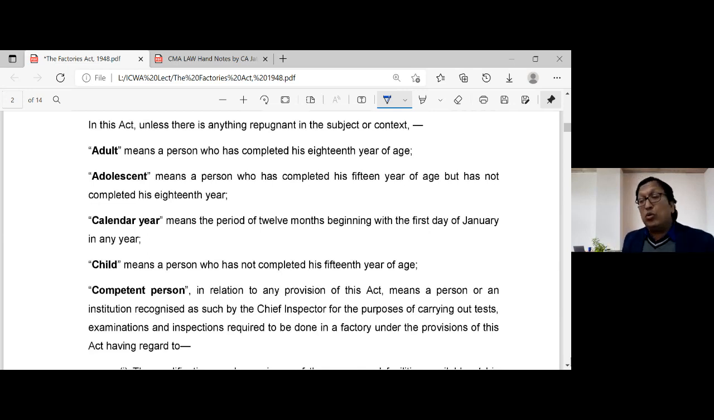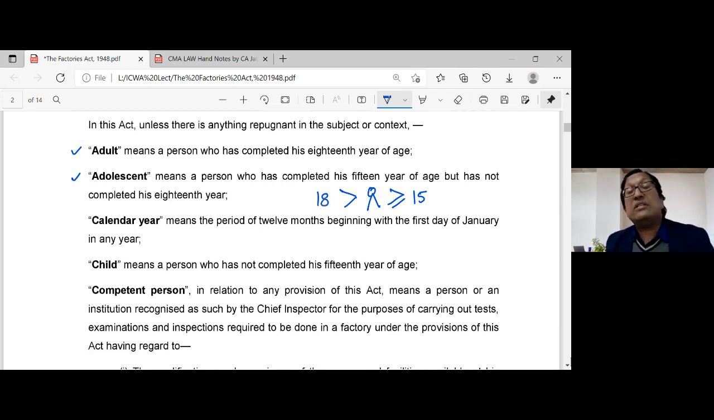Adult means a person who has completed his 18th year of age. That person is an adult. It's not an important definition. Then there is adolescent. Adolescent means a person who has completed the 15th year of his age, but has not completed his 18th year. So basically, a person whose age is greater than or equal to 15 years, but less than 18, is called an adolescent.